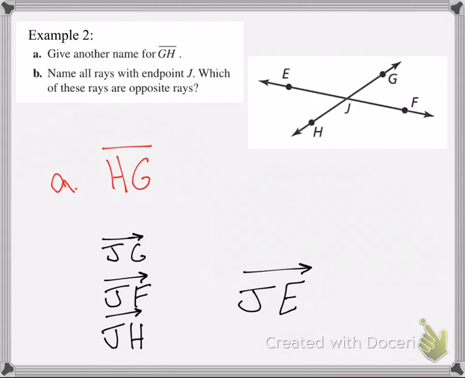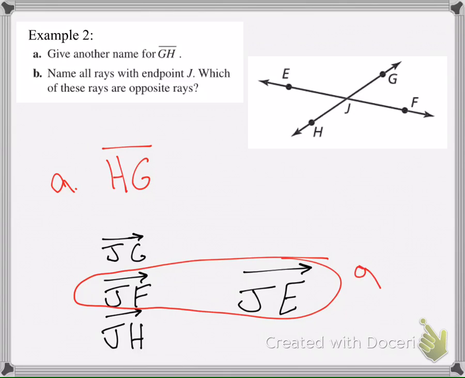Now it asks which of these rays are opposite rays. So we want them on the same line. If I'm looking at this line here, that would be ray JF and ray JE. So JF and JE, these two are opposite rays. And then JG and JH are opposite. So these two are opposite rays as well.